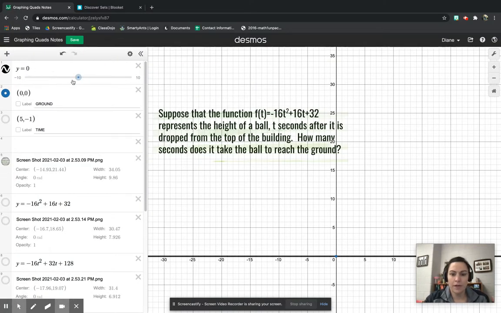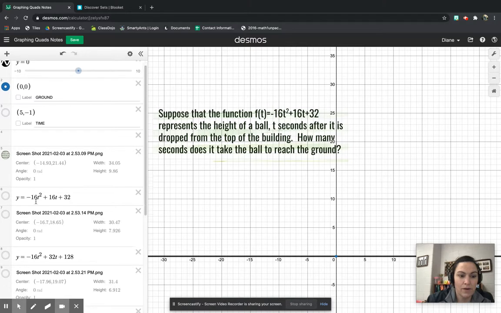So I went ahead and I typed this in, y equals 0, because that's the ground. It's not going to go below the ground. You're not going to drop it off the building and it travel all the way through to the center of the earth. It's going to fall from the building to the ground. So we want to know the amount of time. So if the height is here, our time is going to be our x-axis.